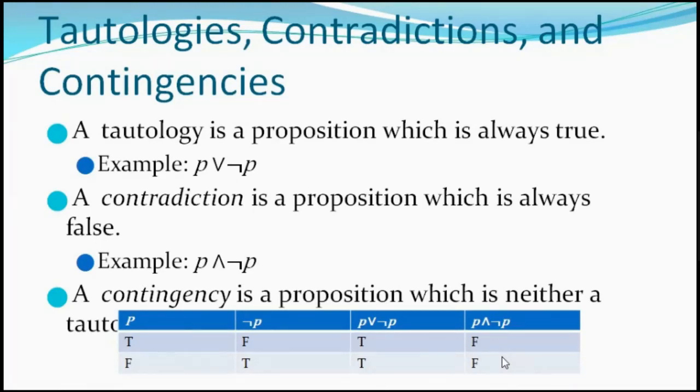A contradiction is a proposition which is always false, for example P and negation P. A contingency is a proposition which is neither a tautology nor a contradiction. So tautology means it's always true, contradiction is always false, and a contingency may be true or may not be true. These are the three things that we'll use in propositional equivalences.